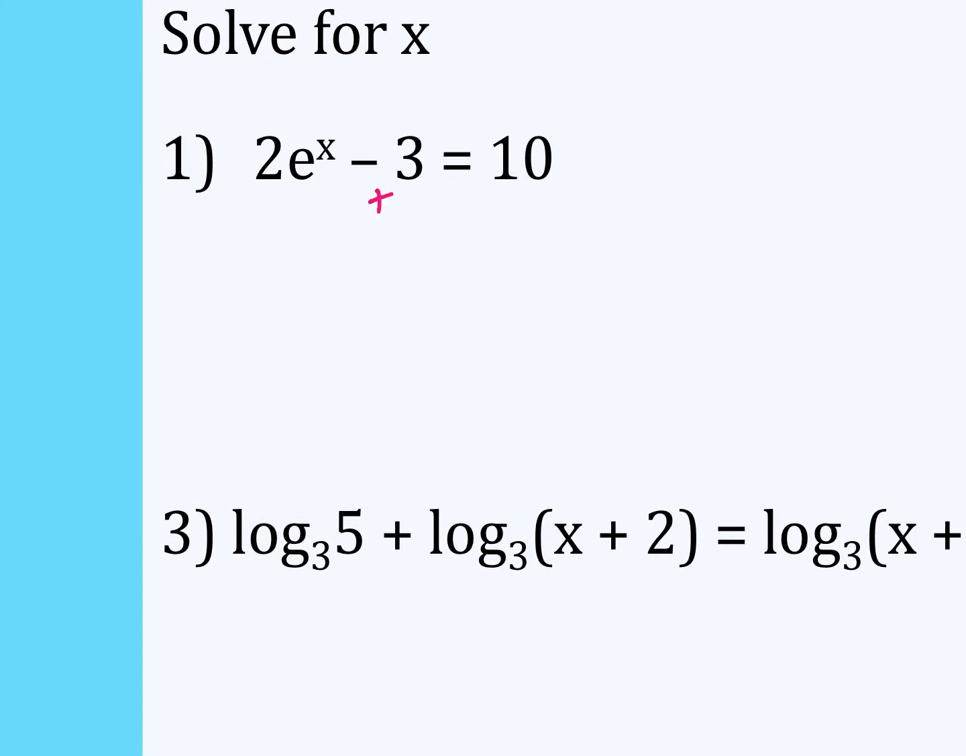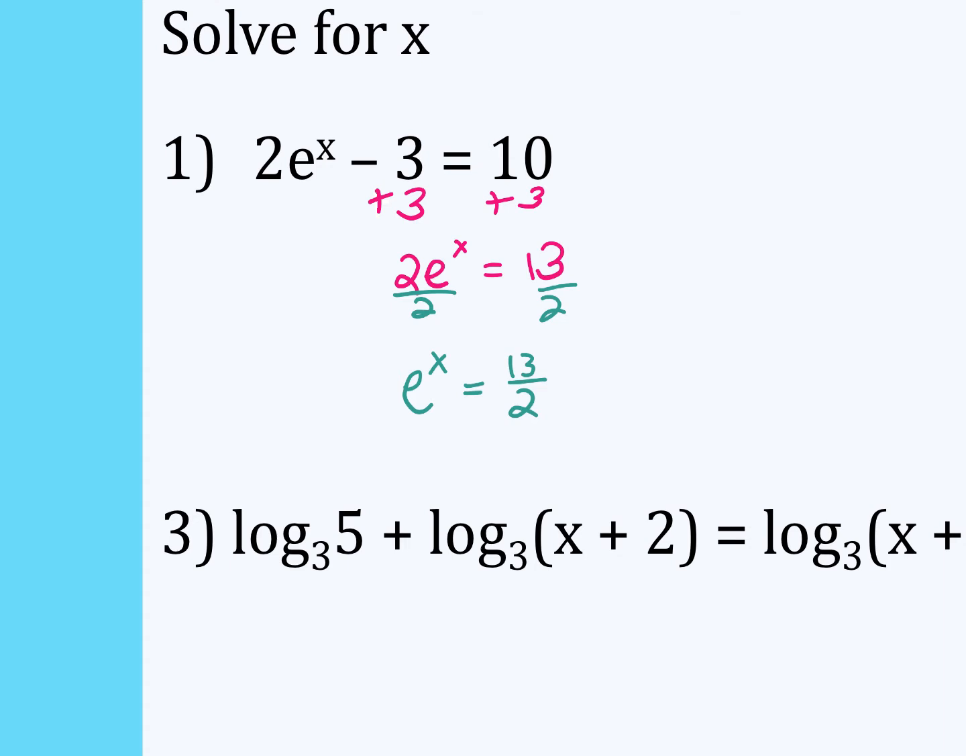In a color you can see. Add the 3. 2e to the x would equal 13. Divide both sides by 2. And I get e to the x equals 13 over 2. It's exponential, but I cannot change the base to be the same thing, which means I do what?